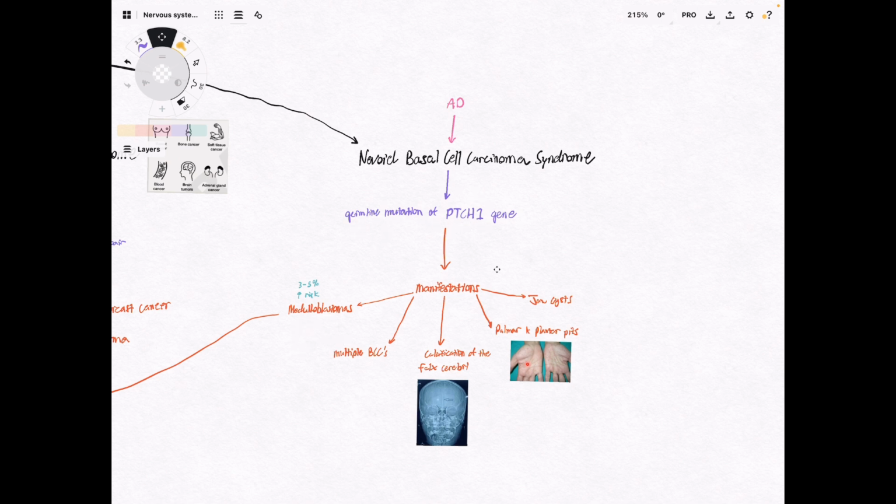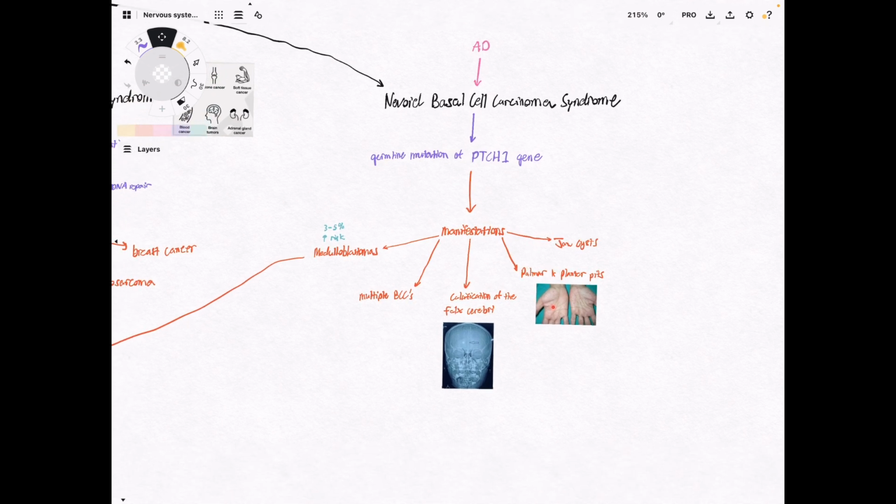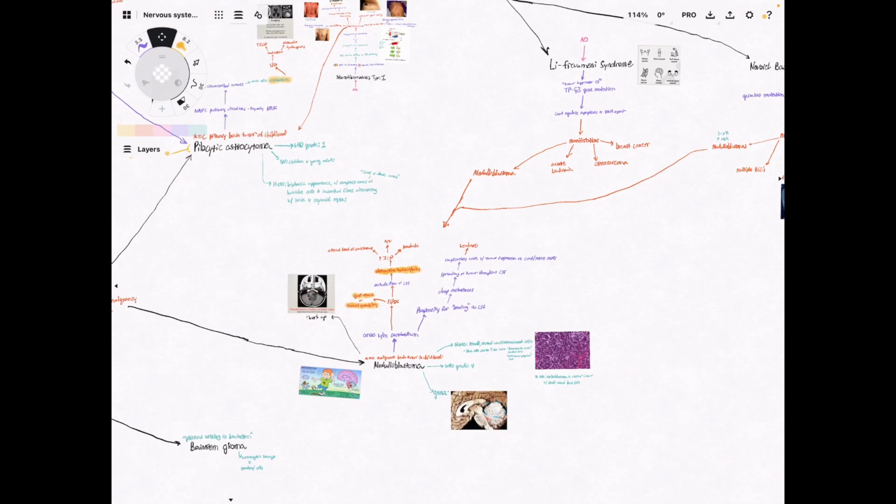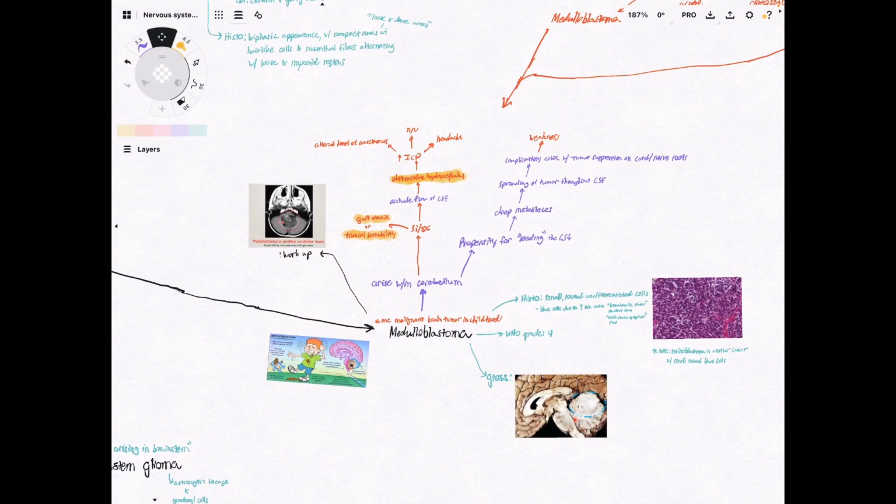Again, PTCH1 gene, tumor suppressor gene. And so you can see jaundice, palmar and plantar pits, calcification of the falx cerebri, which again is the dura mater in the cerebral hemispheres. You can have multiple basal cell carcinomas on the skin, and then you have a risk of medulloblastomas. So finally, we're going to get there, medulloblastomas.